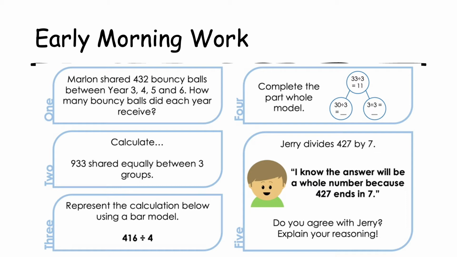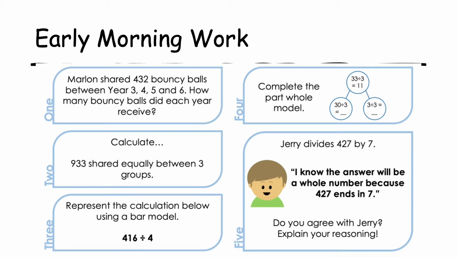Number 4. Complete the part whole model. So we know 33 divided by 3 equals 11. So that is partitioned, and that 33 is made up of 30 and 3. So 30 divided by 3 equals 10, and 3 divided by 3 equals 1. So 10 add 1 equals 11.